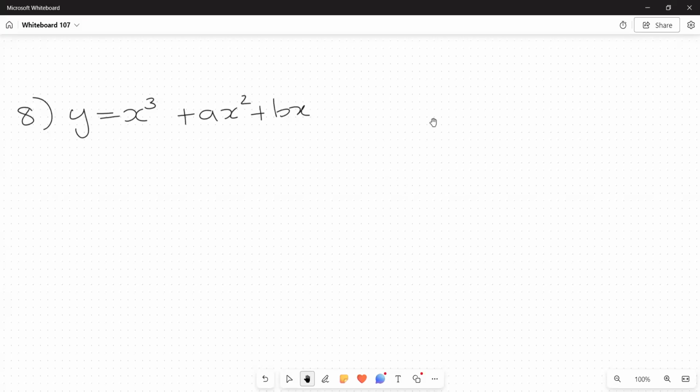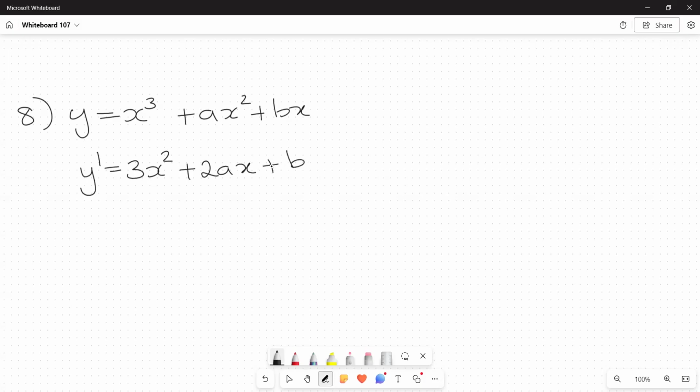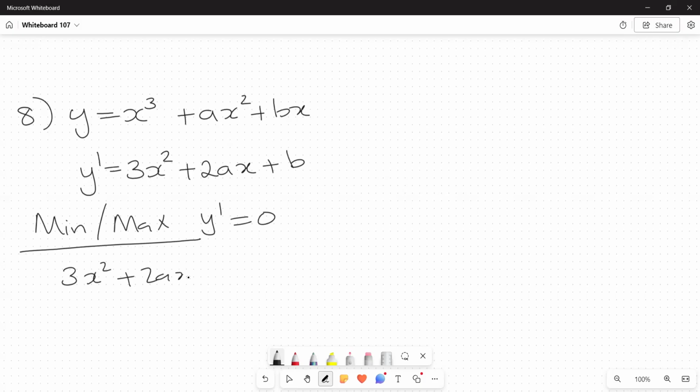Okay, for the last question, it says find the constants a and b so that y is equal to x cubed plus ax squared plus bx has a minimum value at x is equal to 4 and a point of inflection at x is equal to 1. So what we do is we find the derivative. So y prime, this is 3x squared plus 2ax plus b. So we know that to find our minimum or the maximum, y prime must be equal to 0. So we say 3x squared plus 2ax plus b, this is equal to 0. So there isn't much we can do here to solve it, but it's important to take note of that.